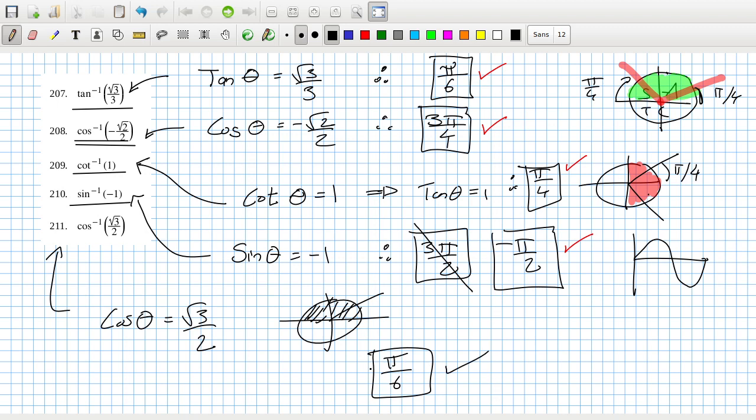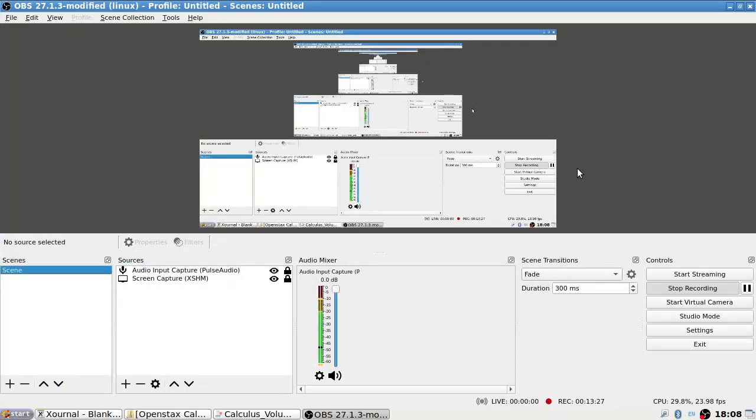Okay, so let's check the answers here that I do have. 207 is pi over 6. 209 is pi over 4. 213. Oh, I don't have 213, I have 215. Maybe I should finish with those two.